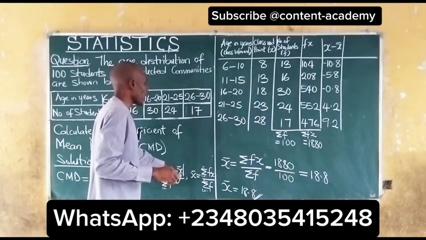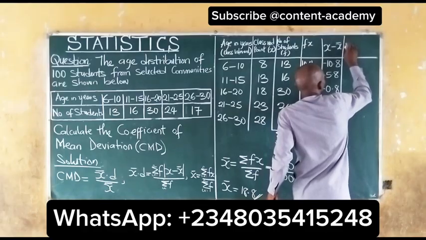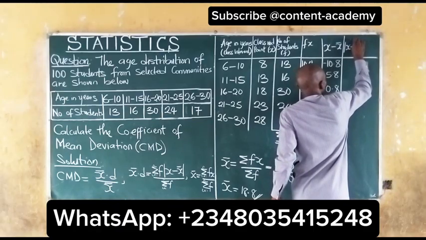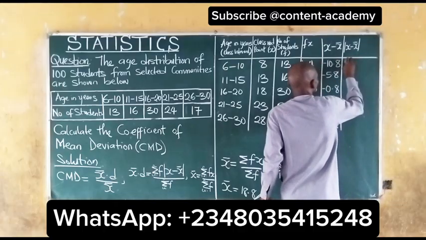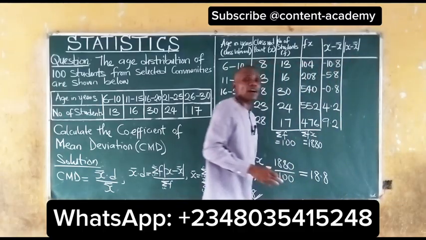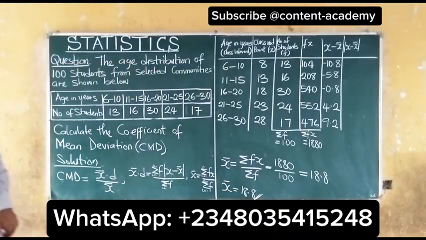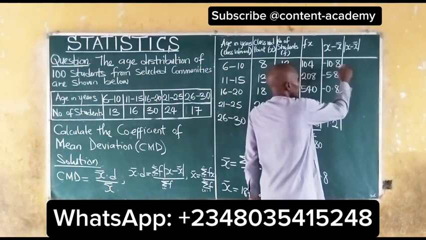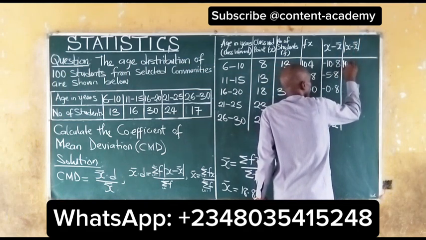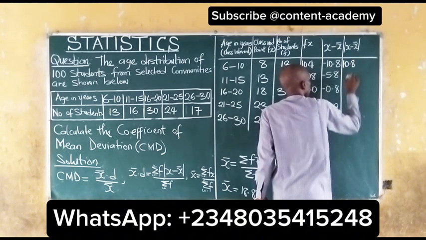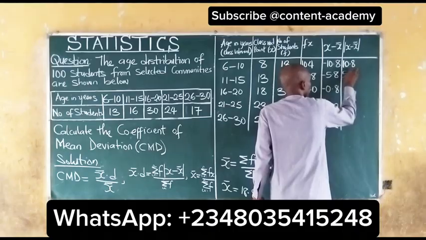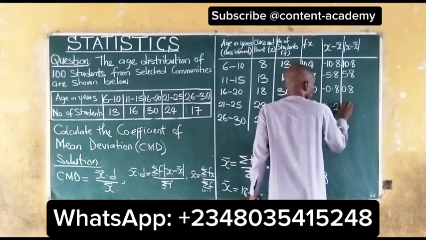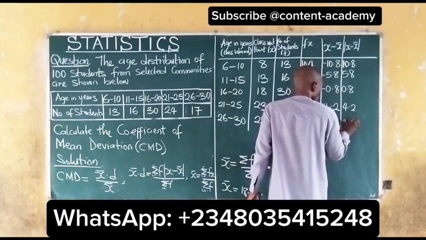We also have x minus x bar. Because of this bar sign, all the negative signs we have will go off. That is the meaning. So here we have negative 10.8, because of this bar sign, we have 10.8 here. Here we have 5.8, the negative sign will not count. Here we have 0.8. Here we have 4.2. And here we have 9.2.